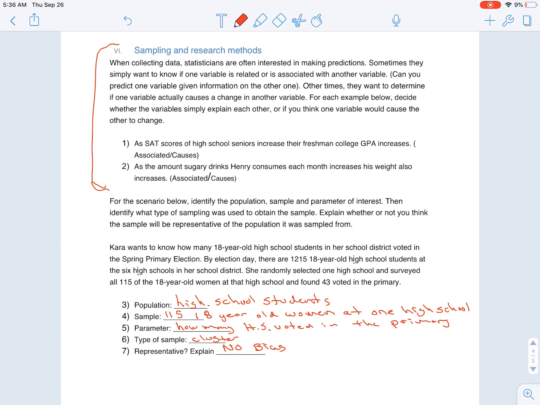So the reason why it's biased is because she only chose one of the high schools, and because she only chose to interview women and not also men could be a reason. So whenever we do a survey or a sample, it's best for it to be representative of the entire population.